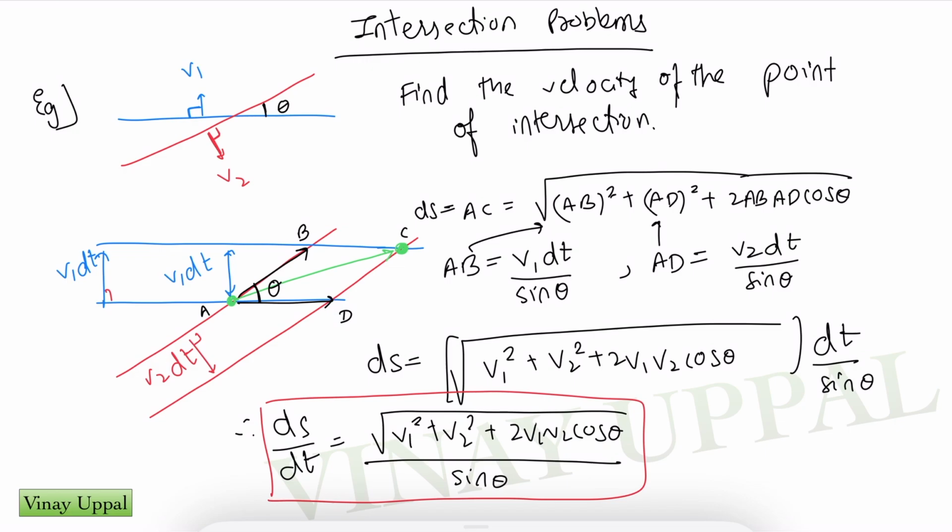So I hope you've understood how we did this. You have to realize, once again I'm stating, that in such problems the intersection is not a material particle. It's different particles of the two lines that are representing the intersection point at different instants. Let's take a look at another question.